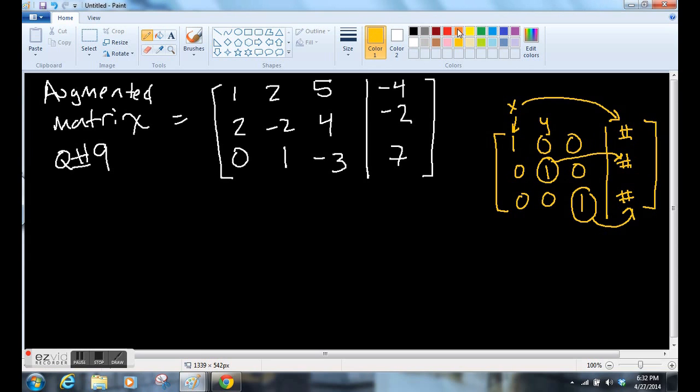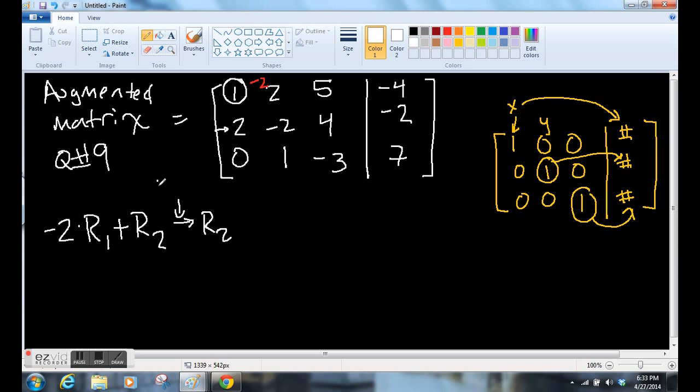So now begins a series of manipulations. The first thing I'm going to do, I say, okay, I like having a 1 there, but I don't like this 2, so I'm going to try to get rid of the 2. I'm going to do that by taking negative 2 times row 1. So if I take negative 2 times row 1, I'm going to get a negative 2 there, and I'm going to add it to row 2, and then I'm going to make that the new row 2.